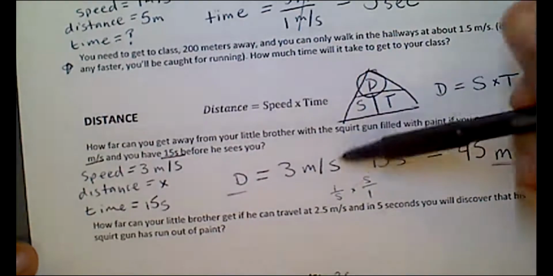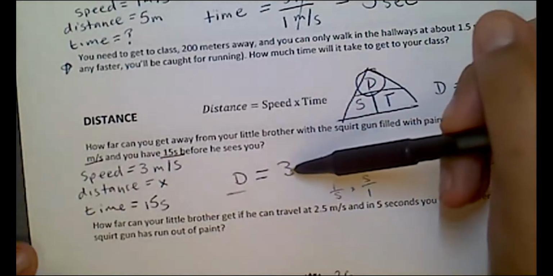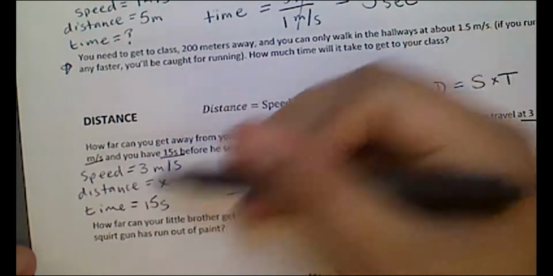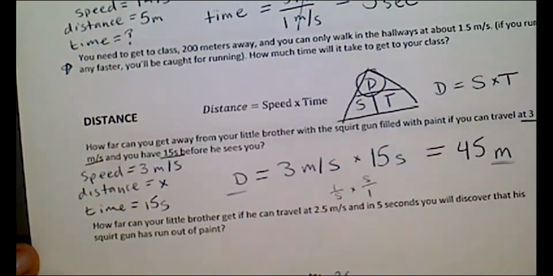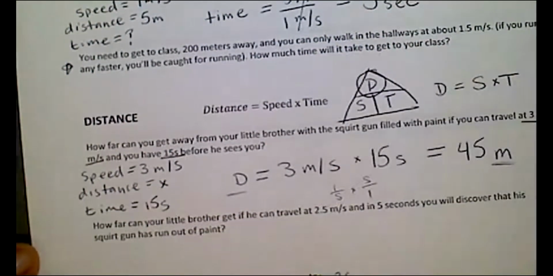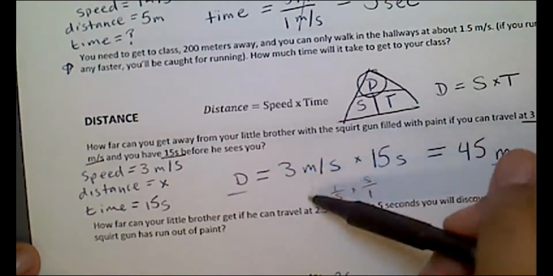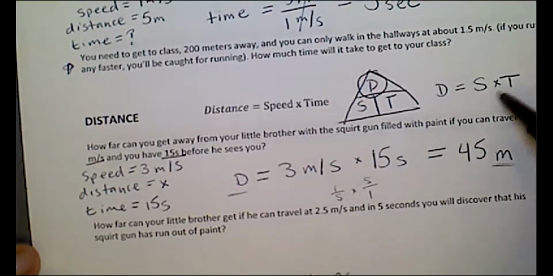Also notice how I always write my units with me. If you wrote just 3 times 15, you're not being specific enough. Because we're in science, you need to be very specific. Because the number 3 could be anything. It could be 3 bananas times 15 oranges. And that wouldn't make any sense. So because we're in science, you need to be very specific. 3 what? 3 meters per second. 15 what? 15 seconds. Gives me 45 meters.